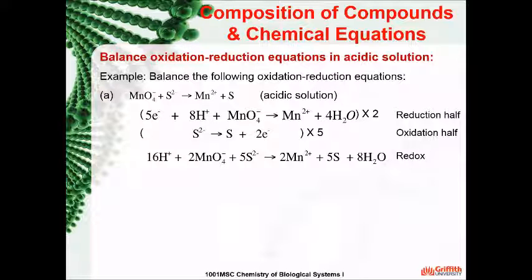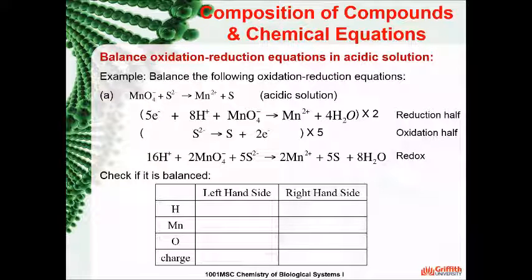You can do a checklist to make sure that there is an equal number of elements on each side of the equation using the following table. Hydrogen, there are 16 on the left side and 16 on the right side. There are 2 manganese on the left side and 2 on the right side. 8 oxygens on the left side and 8 on the right side. The total charge is +4 on the left side and +4 on the right side. As we have equal numbers between left and right sides of the equation, it is now balanced.